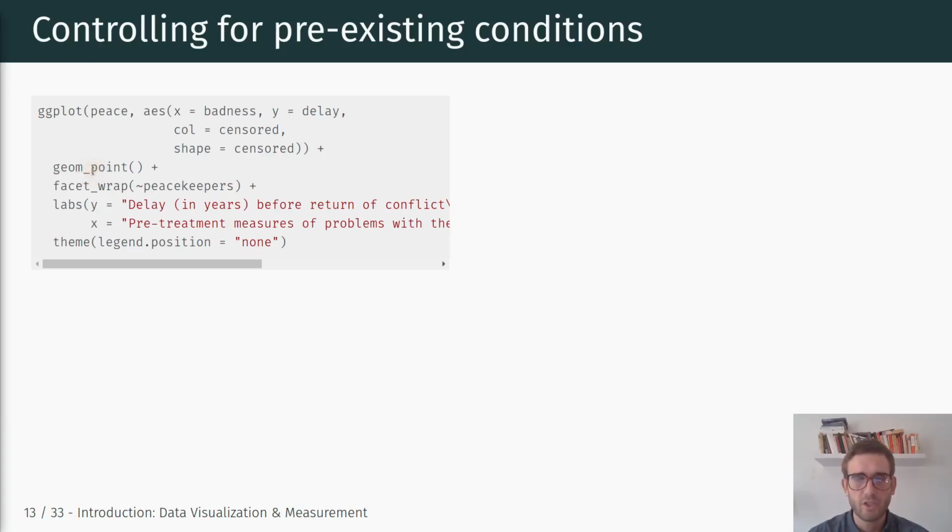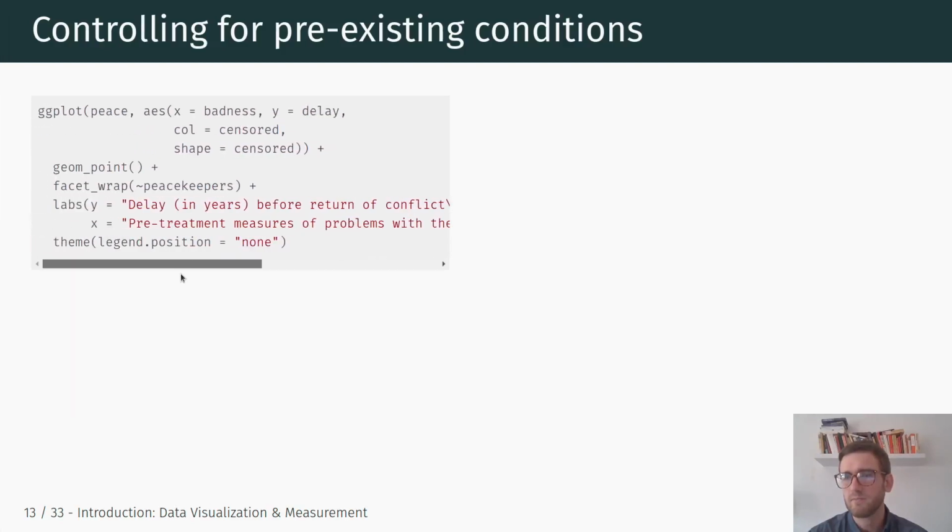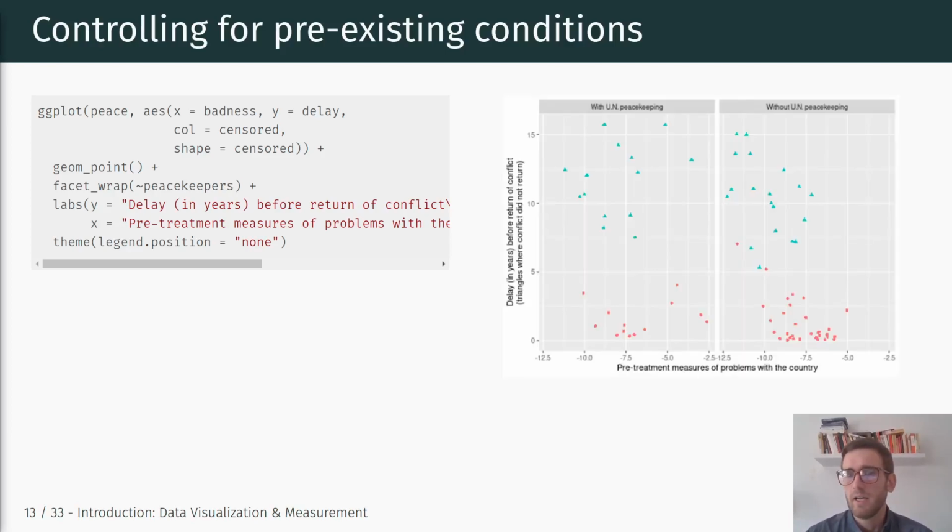We then add geometry, basic points for a scatter plot for those aesthetic mappings, and then again divide this plot by peacekeepers, by the variable indicating whether there was a peacekeeping mission or not. And then we add some labels. We can look at those here. And then we omit the legend for our censored variable, just to replicate the plot in the book. Okay, and the result is right here.